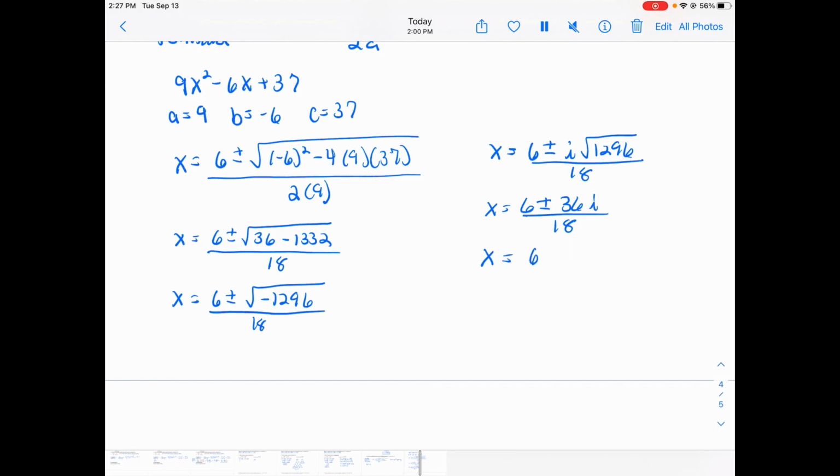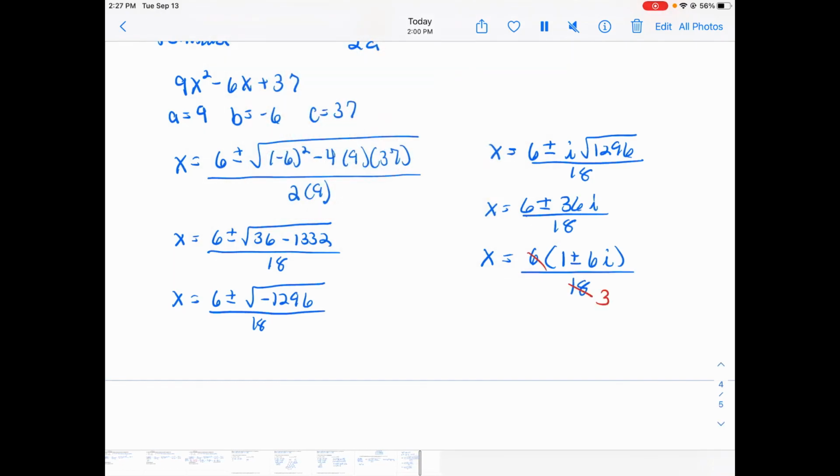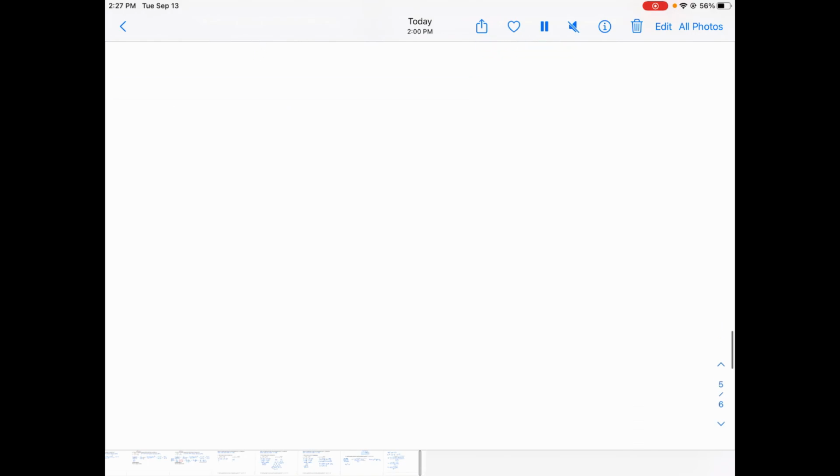And now, oh, I've got a common denominator, so I'm going to factor 6 out of the top. And then I can divide 6 into 18, which will go 3 times. And so I'm left with x equals 1 plus or minus 6i, over 3, which I can then write in standard form by breaking up the fraction. And 6 divided by 3 is just 2. So my solution is 1/3 plus 2i and 1/3 minus 2i.